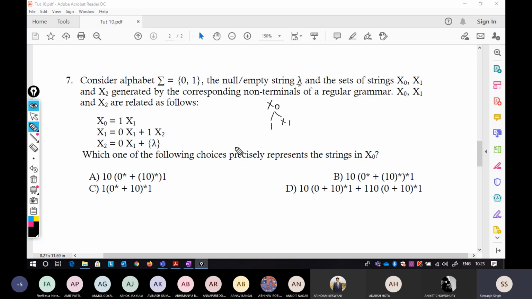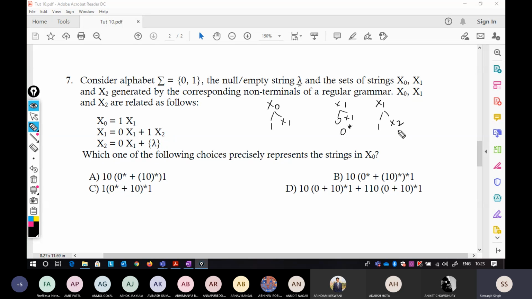X0 is doing x1, and then what exactly is x1 doing? So x1 is taking x1. Okay, so it is saying that it is taking a 0 star here. So x1 is taking a 0 star, plus there is another thing also, x1 can also go into 1 x2. Now what exactly is x2 doing? X2 is again taking it to x1.